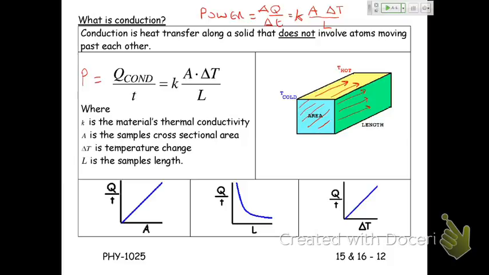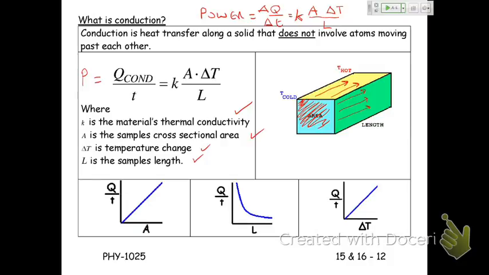And we just look that up. So we say K is the material's thermal conductivity, and A is the area of the sample, the cross-section, not the whole surface area, but that cross-section. And delta T is the temperature change between one end and the other, and L is the sample's length.